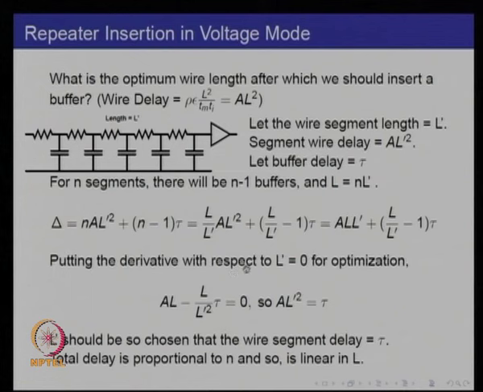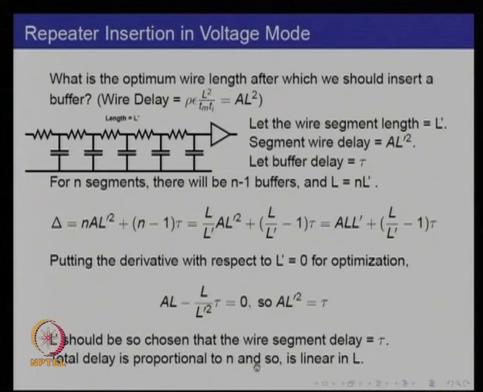To find this optimal length, we put the derivative of this total delay term with respect to L prime 0 for optimization. And when you take the derivative of this, what you get is A L from the first term and minus L by L prime squared from this term times, of course, tau. This is a constant and will give you 0 on derivation. What this means is that A L prime squared should be equal to tau. A L prime squared is in fact just the wire delay of the segment. So therefore, we have a very simple formula that L prime should be so chosen that the wire segment delay is equal to the buffer delay.